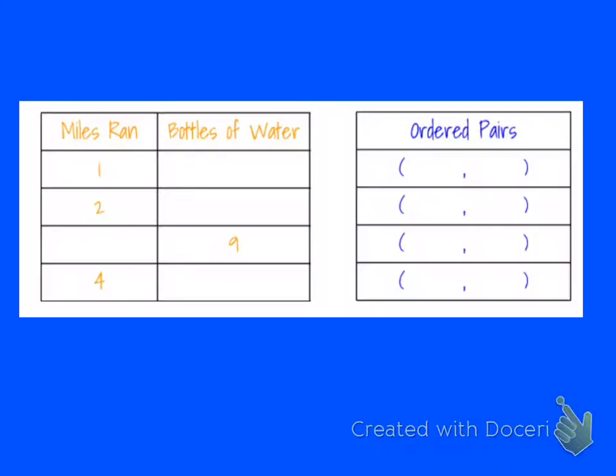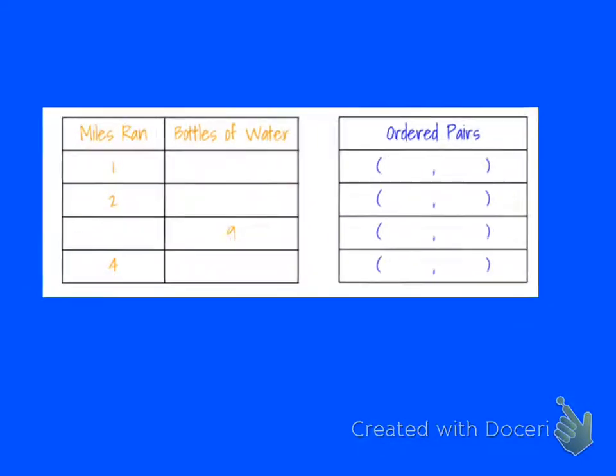Today we're going to work on solving more problems using a coordinate grid. Alright, let's say that I am going running, and for every mile I run, I drink 3 bottles of water. In order to figure out how many bottles I drank after 1 mile, I multiply that by 3.